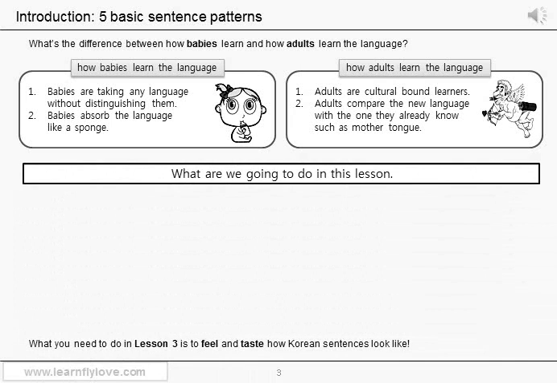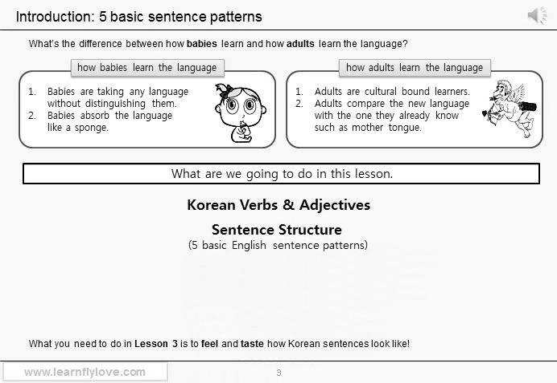We're going to see what Korean verbs and adjectives look like. You don't have to know or understand them all. It's not only impossible, but also unnecessary at this point. So just casually take a look at it, just follow our lead. We are going to use the 5 basic sentence patterns in English to let you compare the structure of the English sentence with that of the Korean sentence. You will realize it's not that big a deal sooner or later.